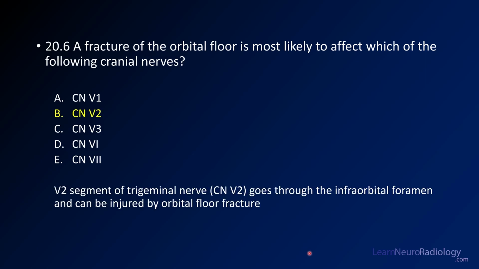So it's the second segment of cranial nerve 5, or the V2 segment, that goes through the infraorbital foramen. If you have an orbital floor fracture, it can go through that infraorbital foramen and can injure that second portion of the trigeminal nerve. This can cause pain or sensory abnormalities in the ipsilateral face. So just be aware of that if you have a fracture of the orbital floor.